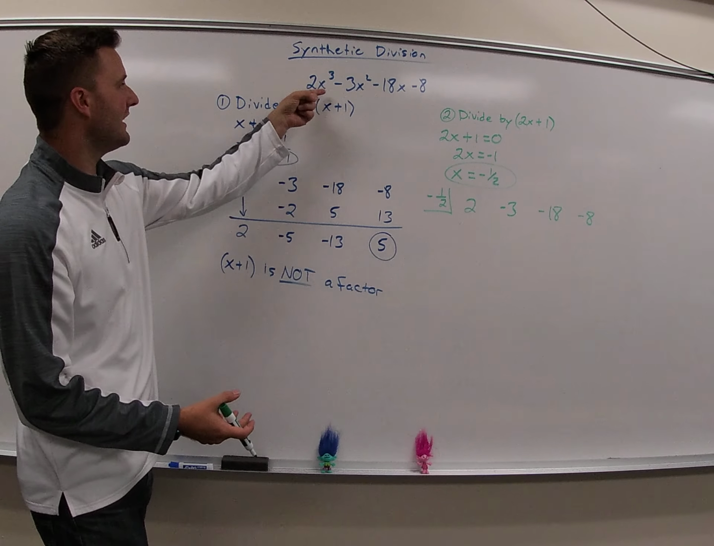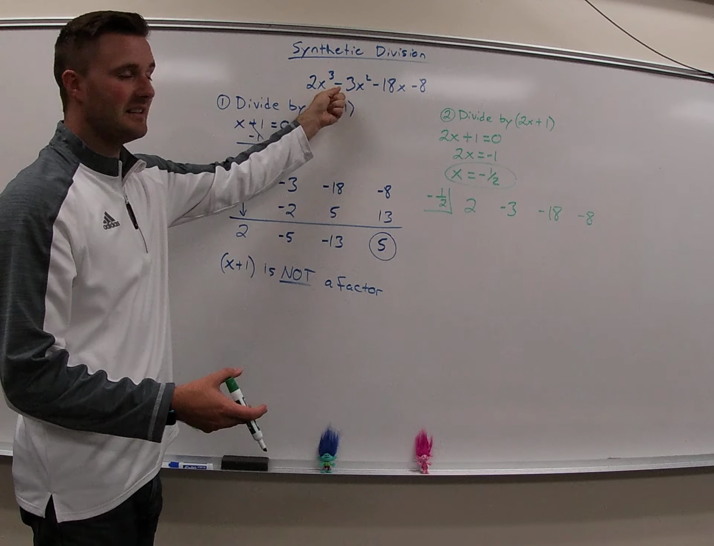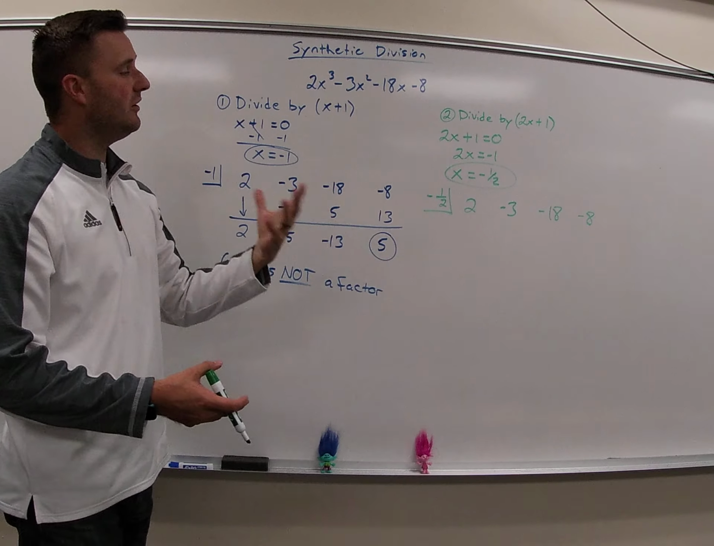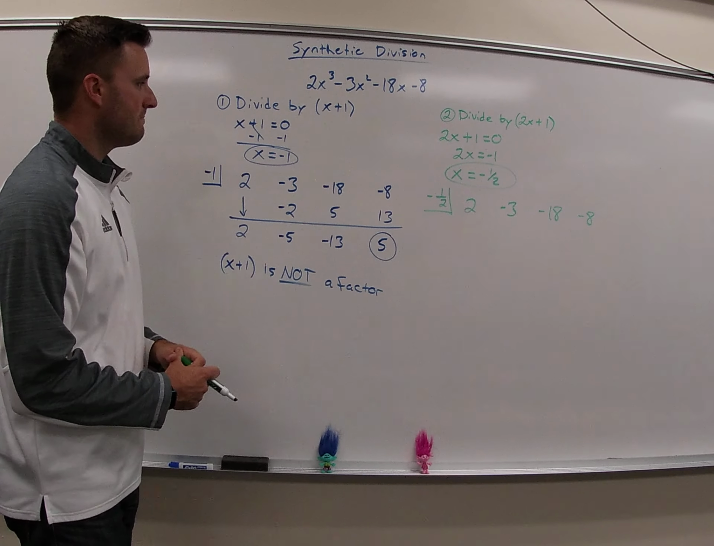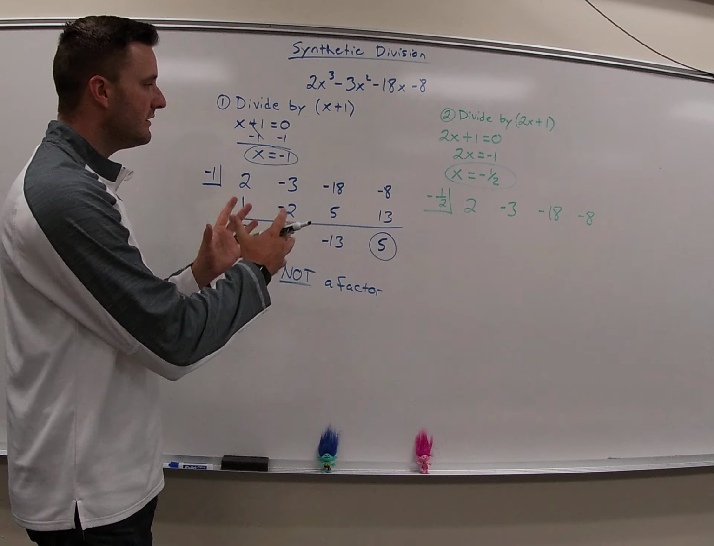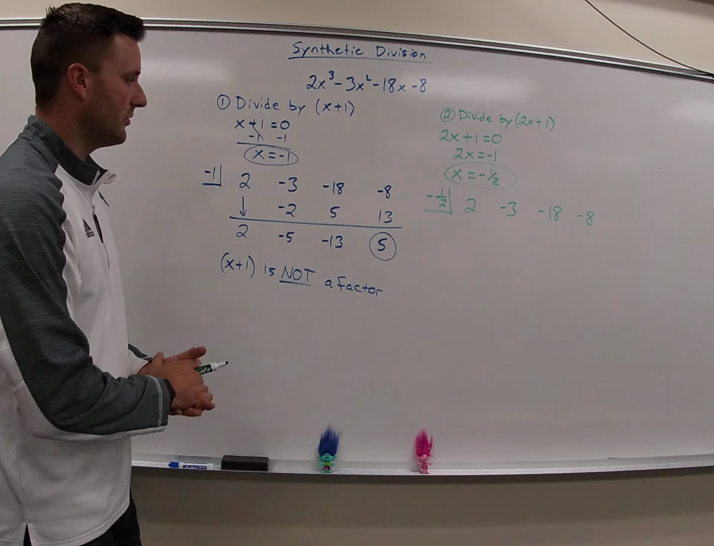Now what happened if I had like an x to the third and this was an x? Well, I'd be missing the x squared term. So you'd have to have a filler in there of 0. And so we'll do a couple examples like that later. So every number needs to have a spot, a position, a place, a placeholder.